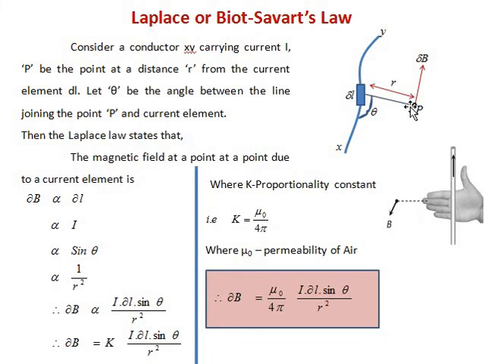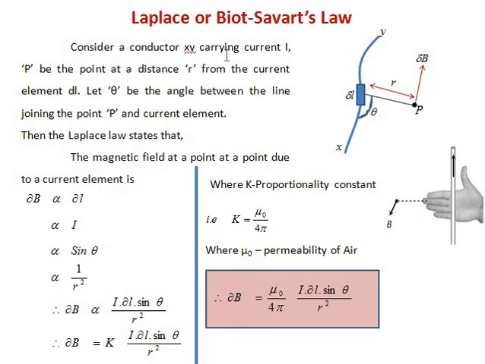The direction of magnetic field at point P is found by the right hand palm rule. You stretch your hand such that the four fingers are mutually perpendicular to the thumb, and the thumb indicates the direction of current. These four fingers are stretched parallel and lie in a plane perpendicular to your thumb, and that represents the direction of magnetic field at this point P.